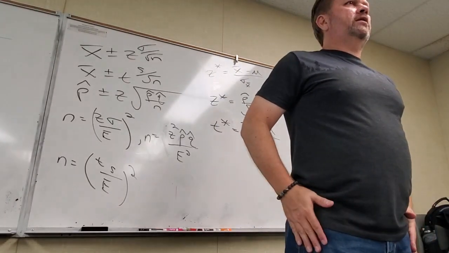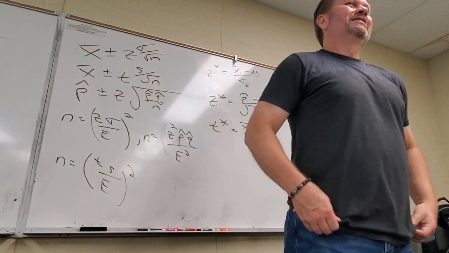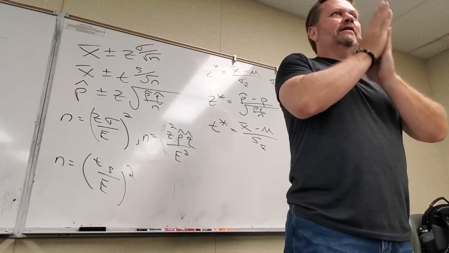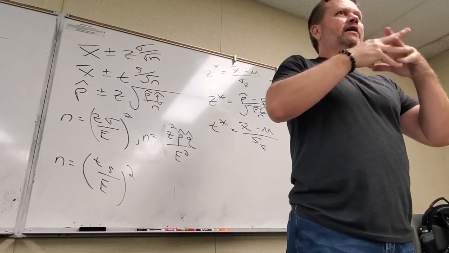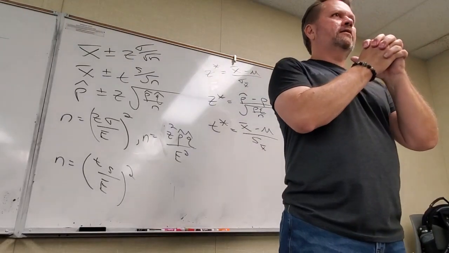What question do you know is going to be on this test for sure? Z-score. What does the Z-score tell you? Someday I'll get more than like 70% of everybody getting it right. I think that's the highest percentage of rightness I've ever gotten. Normally it's under 50.